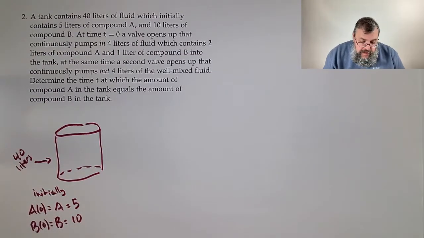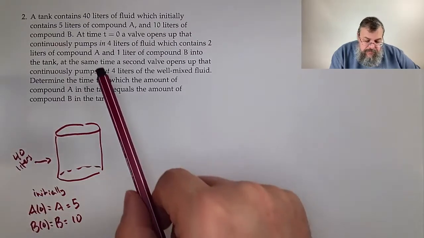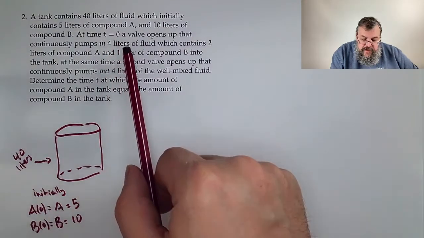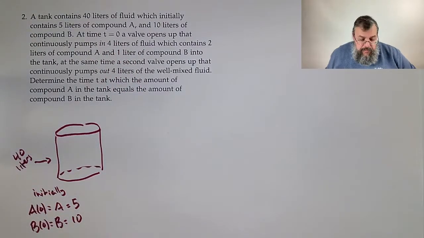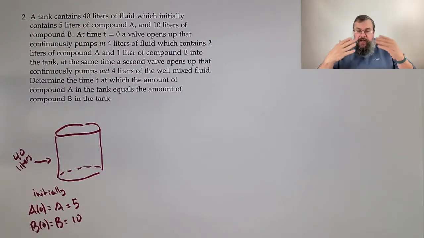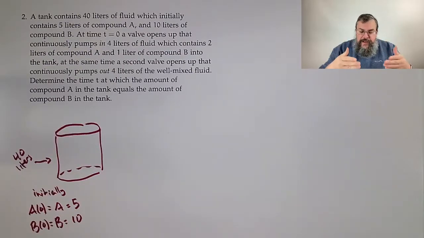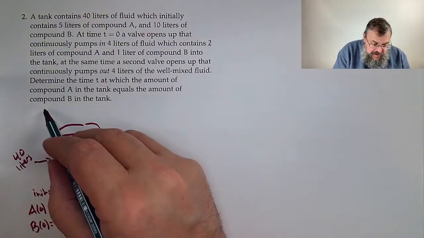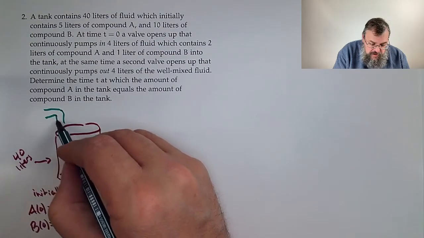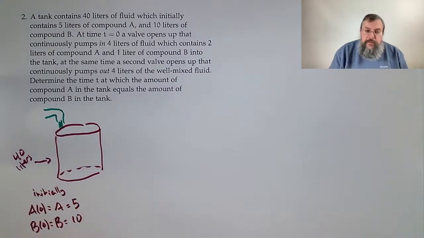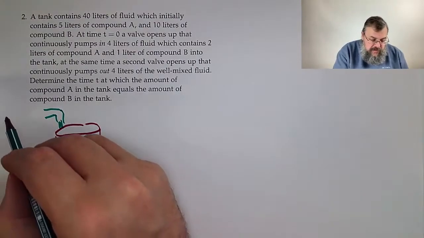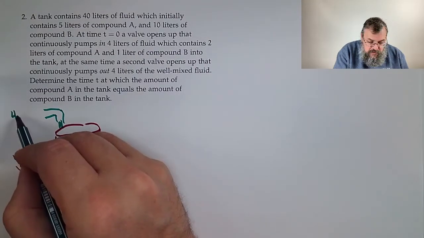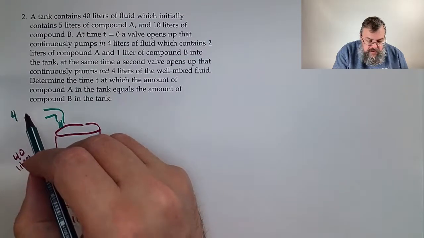All right, now let's keep going. At our time t equals 0, a valve opens up. And it's going to continuously pump in 4 liters of fluid. Okay, good. So now we have things coming in. All right, so we have fluid coming into our tank, and it's coming in at 4 liters.